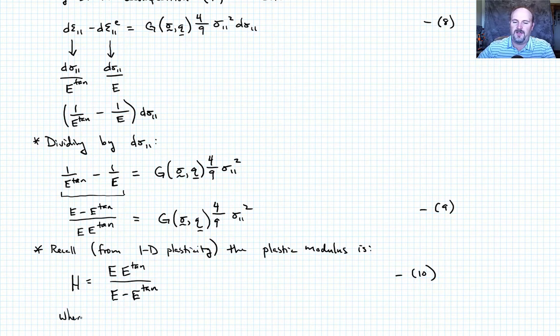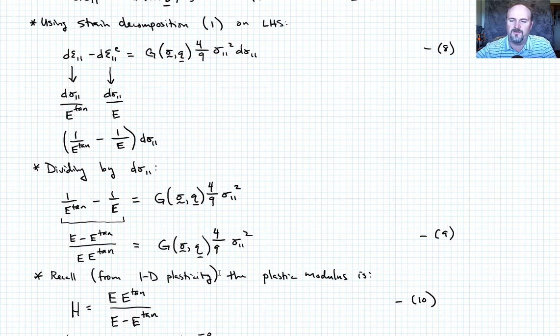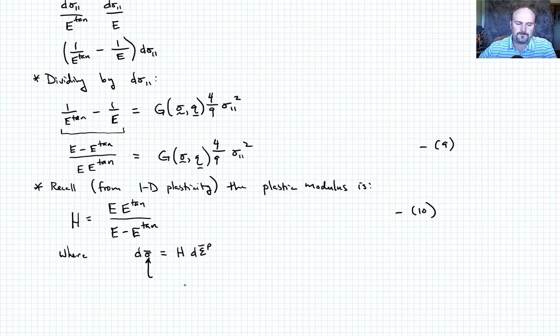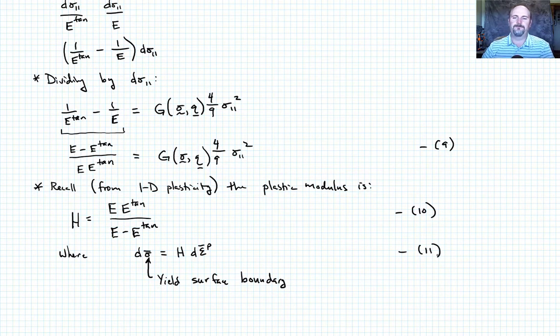How did we define this plastic modulus? We would say that d sigma bar is equal to the plastic modulus times the increment in the effective plastic strain. And we also defined sigma bar. This is the yield surface boundary. In the case of isotropic hardening, it's equivalent to calling it the yield strength sigma y. We can define that second equation as equation 11.